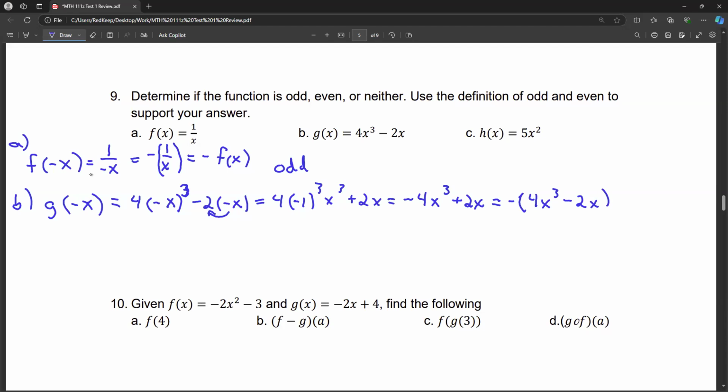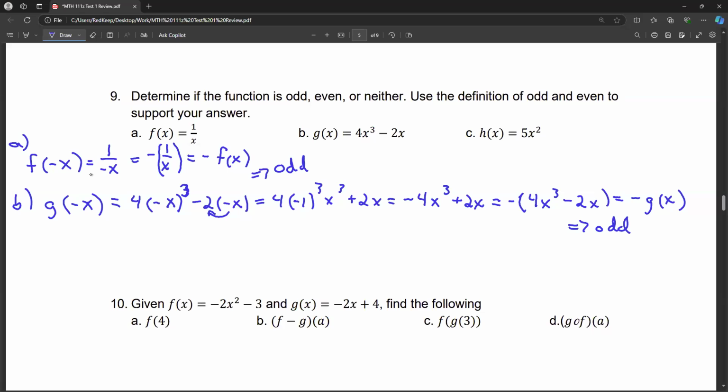This should look familiar. This is actually just our g function, right? So I can actually just write g of x. But I need to remember that a negative needs to be out front. So what we have observed is that when you plug in a negative x into our function, that negative comes outside of the function. And again, this is an indicator, right? This is the definition of an odd function.